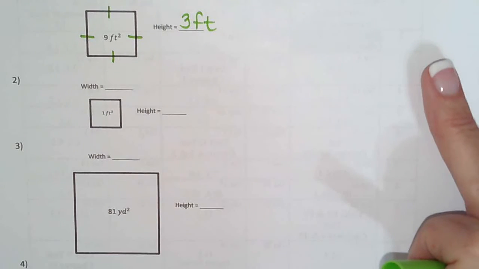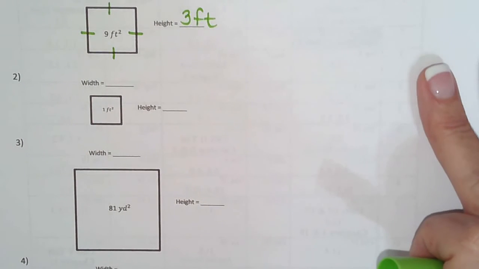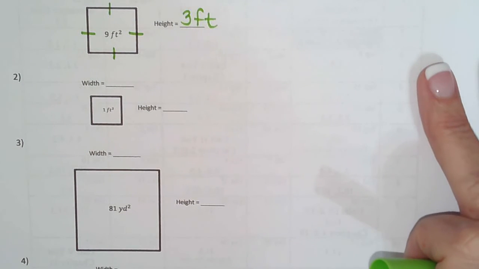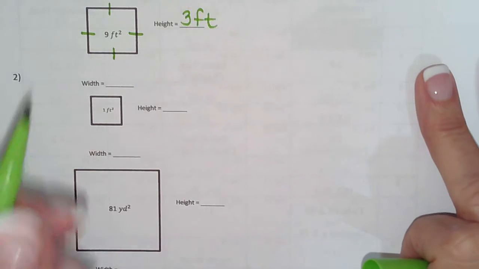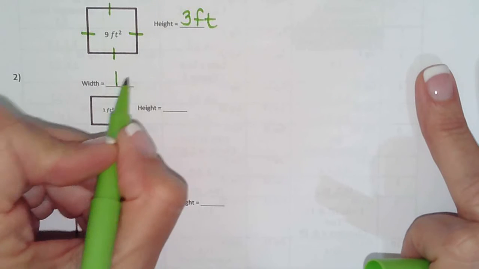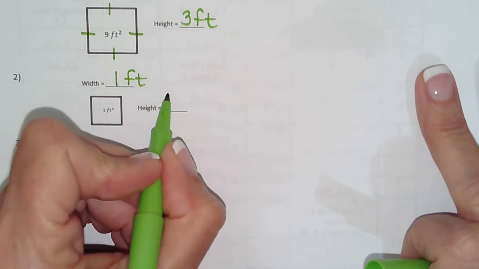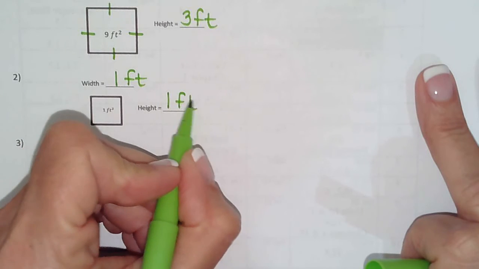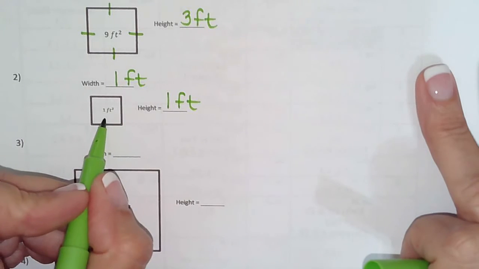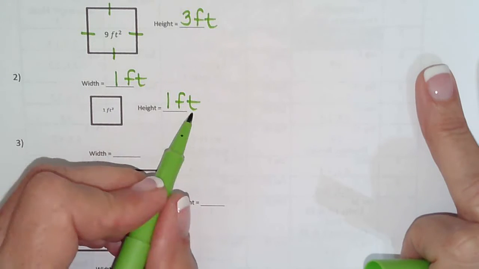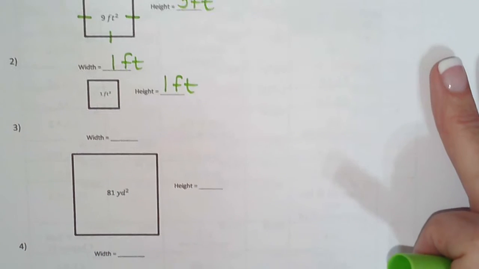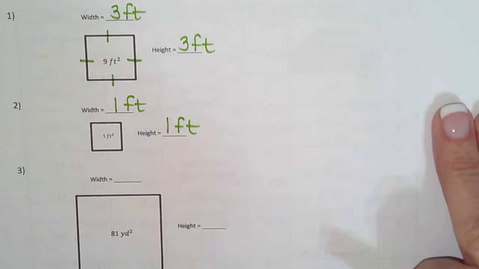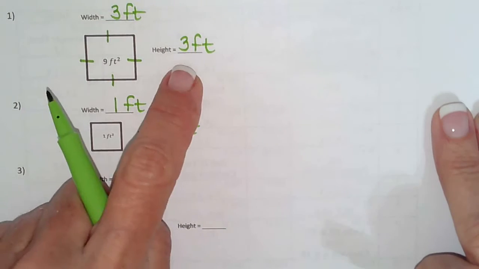So what about number 2? The area is 1 foot squared. So what number times itself gives me 1? And that would be 1, right? So 1 foot by 1 foot. 1 times 1 is 1. Feet times feet. Feet squared. So the square root of 1 is 1, just like the square root of 9 is 3.